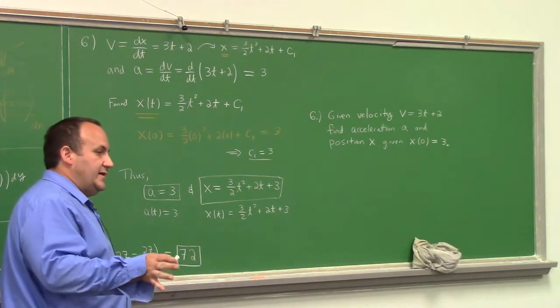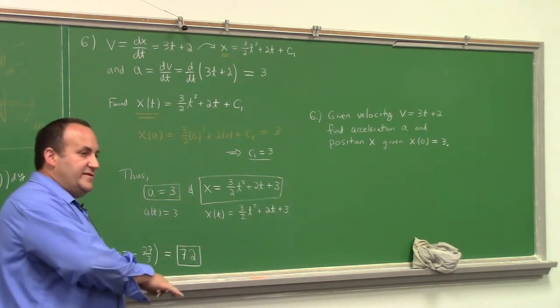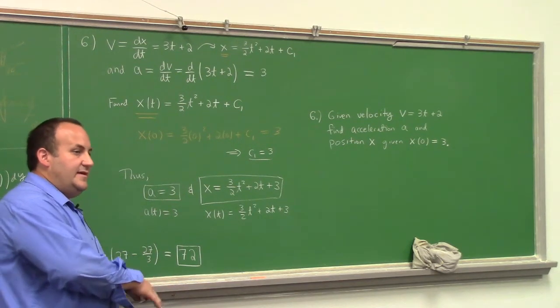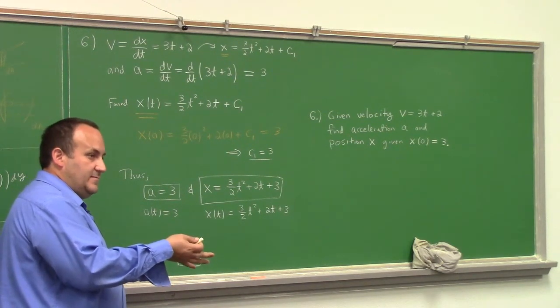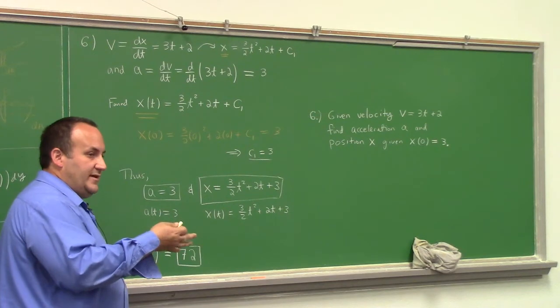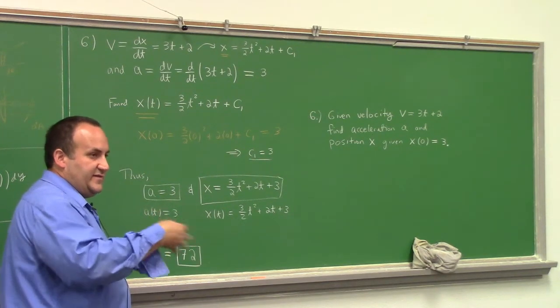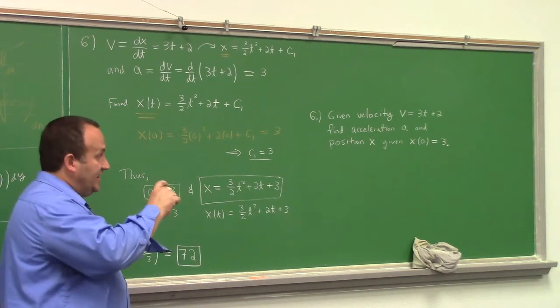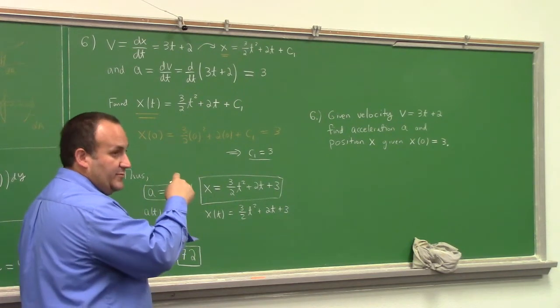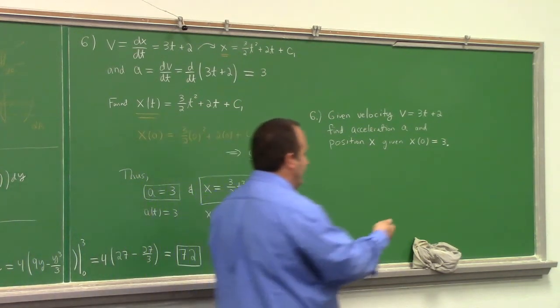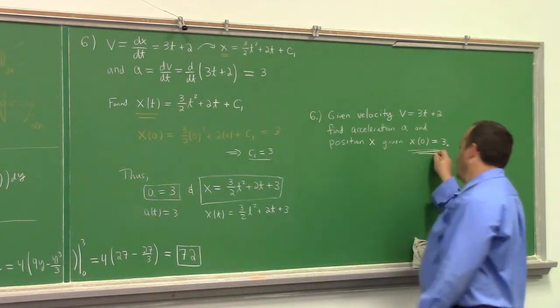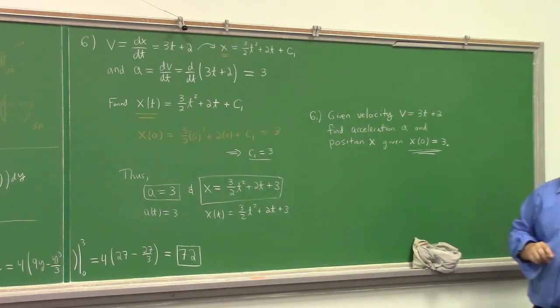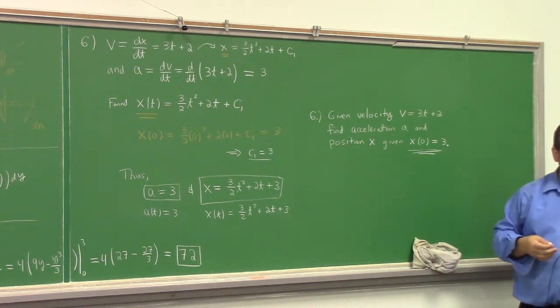So in summary, if you're given velocity, differentiate to find the acceleration, integrate to find the position. But when you integrate, there's a constant that comes from the anti-differentiation, right? In order to fix that constant to make it a specific number, we need to be given an initial condition like that. Otherwise, we can't find a specific formula for position, right?